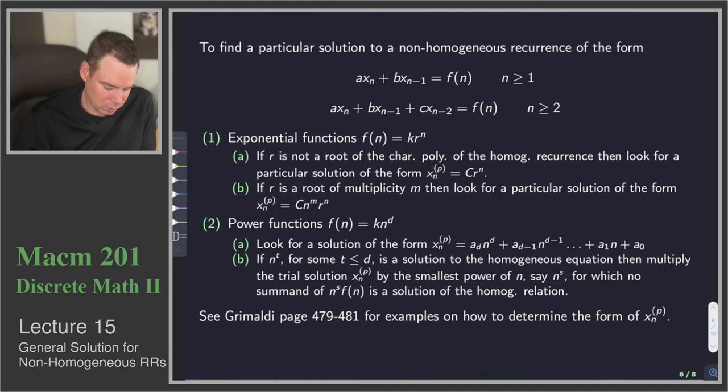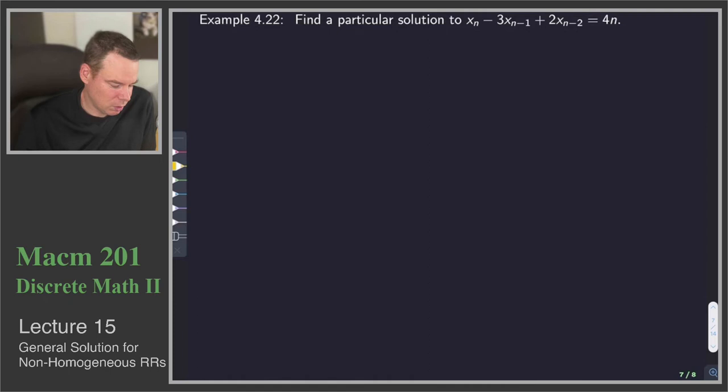But let's do an example. So we're going to find a particular solution to this equation. So again, nothing's changed here. We've done two examples like this already. We're going to continue to do the example in the same way. It's just that there may be some things along the way where decisions have to get made, and we're just going to walk through how we make those decisions. So what do we do first? We work on the general solution to the homogeneous equation.